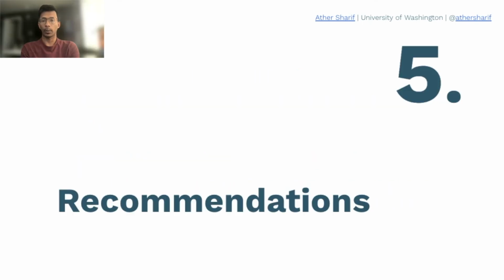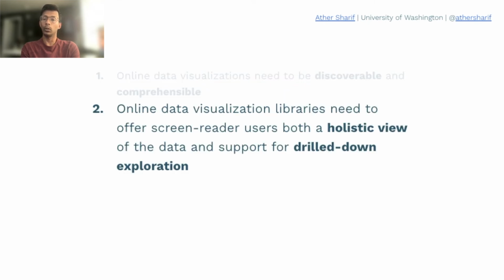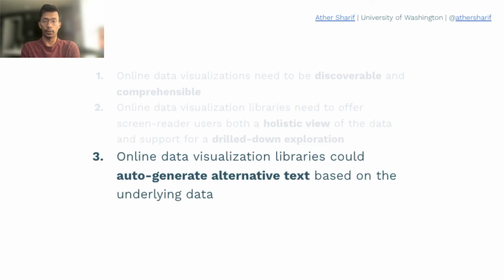I will now discuss our recommendations for future work. First, we recommend developers and visualization creators to adequately provide alternative text and use ARIA attributes to improve the discoverability of the visualization elements. Second, we recommend providing support for alternative text for a holistic overview and a data table for drill-down exploration to better support screen reader users' exploration preferences, as found in this study.